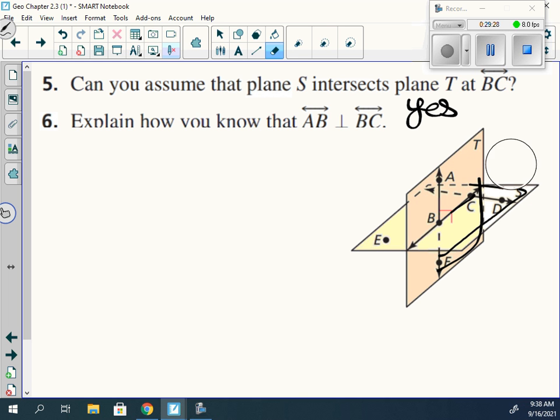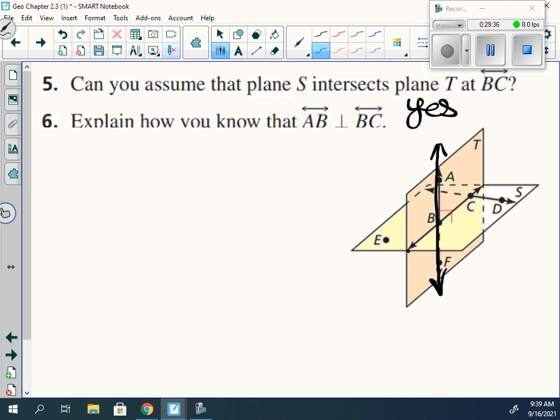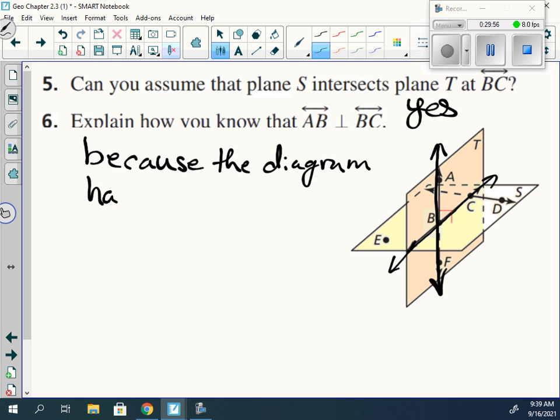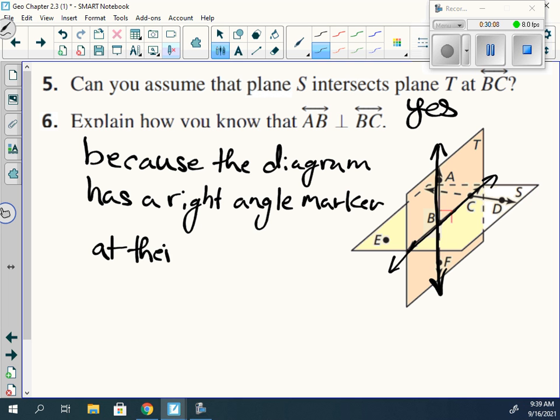And lastly, explain how you know that line AB and BC are perpendicular. Because the diagram has a right angle marker at their intersection. The little square tells us that they intersect at a right angle.